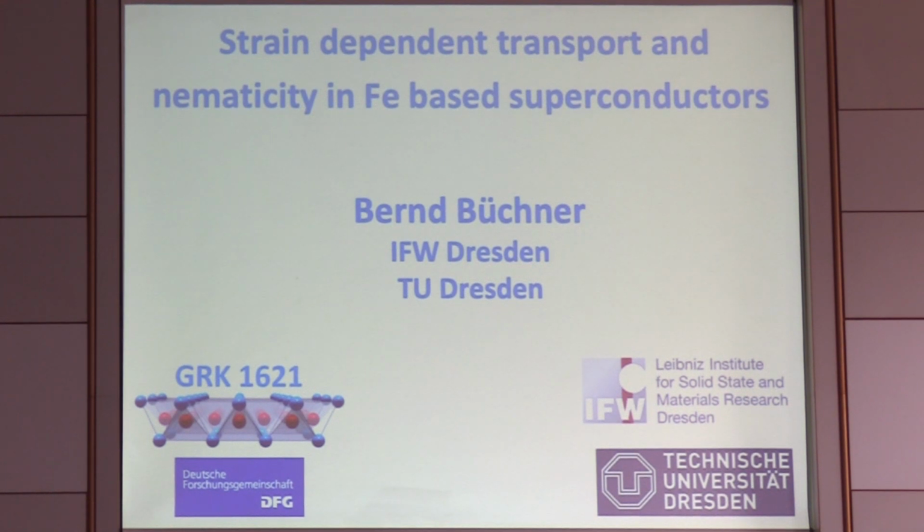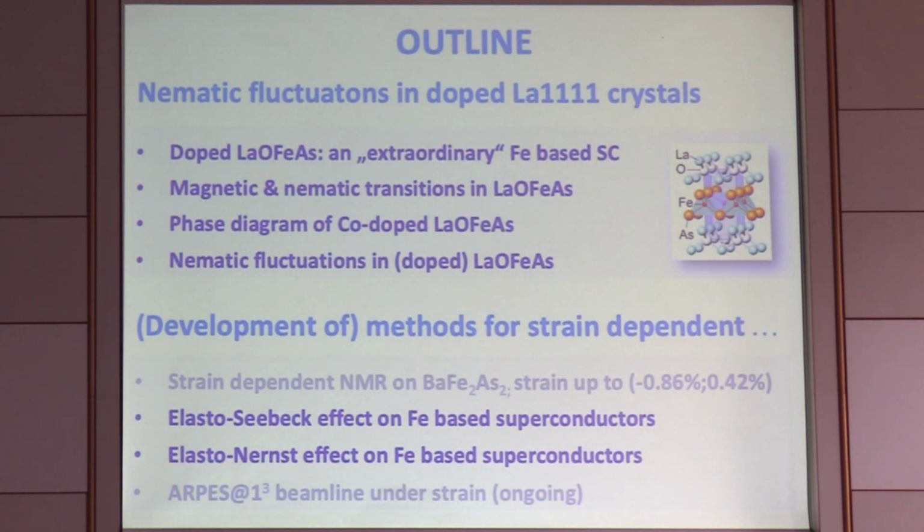Let's say, development of techniques, which we are trying to do to go a little bit beyond the other conventional things which we do in strain tuning of properties. So what I'm going to do is go back to the first iron-based superconductor, these 1111 type systems, lanthanum oxygen iron arsenide. That was the system where iron-based superconductivity was discovered more than 10 years ago.